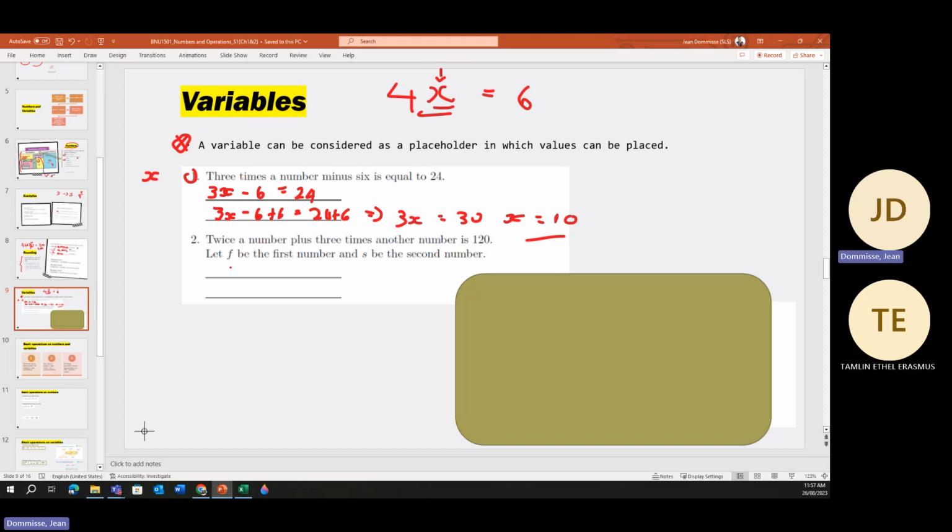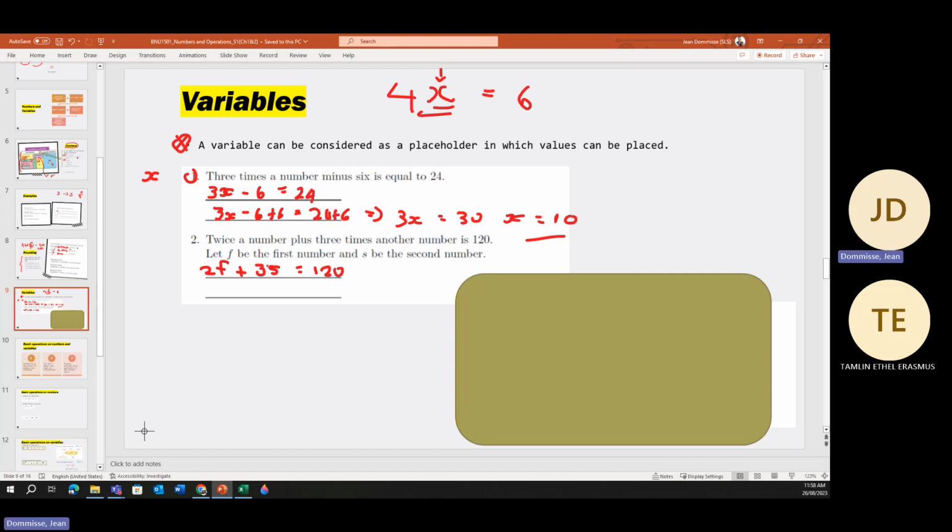The next example might be, again, a word sum: twice a number plus 3 times another number is equal to 120. Okay, so let f be the first number and s the second. So twice a number, so twice f, plus 3 times the next number. So 3 times s, that is an s, it's not a 5. So 3 times s is equal to 120.